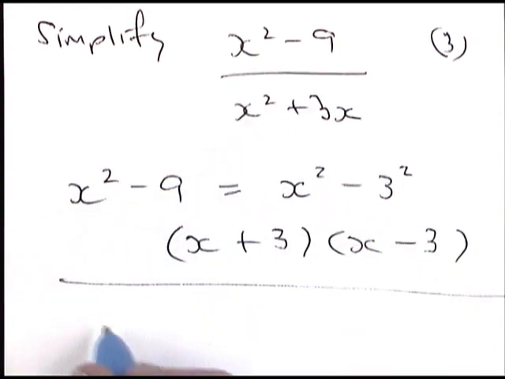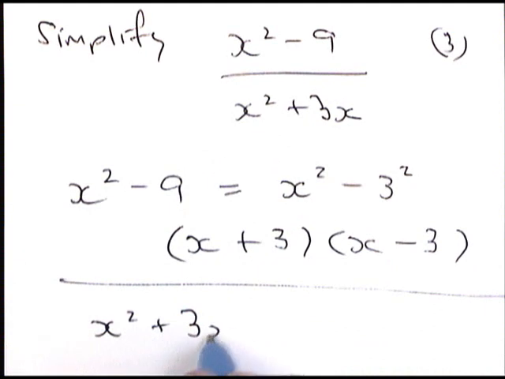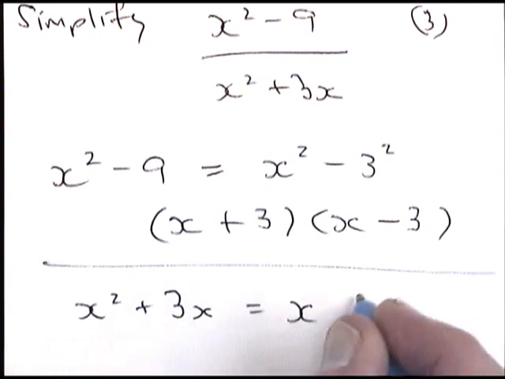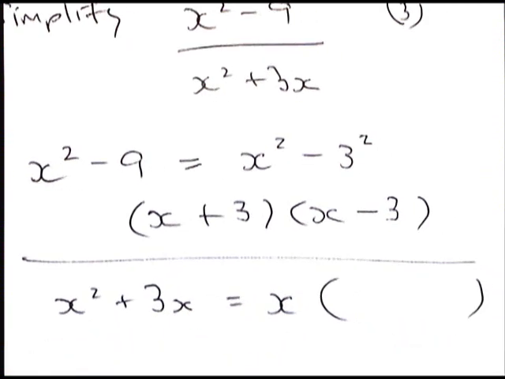Now for the bottom line, the x squared plus 3x. Can you factorise this? Is there anything that goes into both of these bits? Yes, x goes into them both. So I'm going to write x down as a factor, and then my brackets. What do I multiply x by to get x squared? I multiply it by x. X times by x is x squared. Then the sign needs to go in, which is a plus. What do I need to times x by to get 3x? I need to times it by 3. So I've now factorised the top and the bottom.